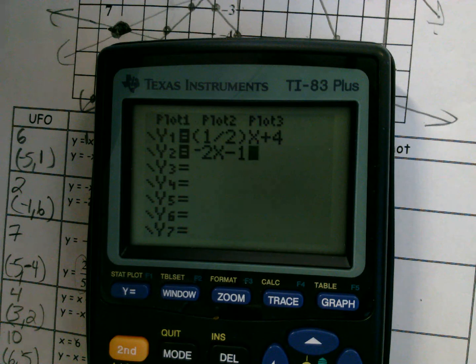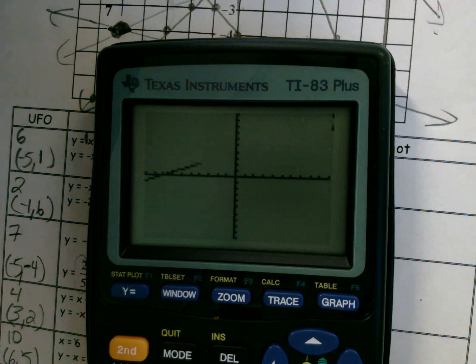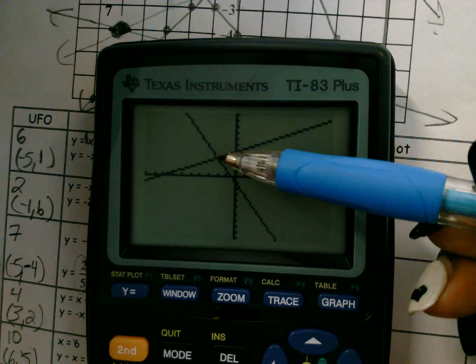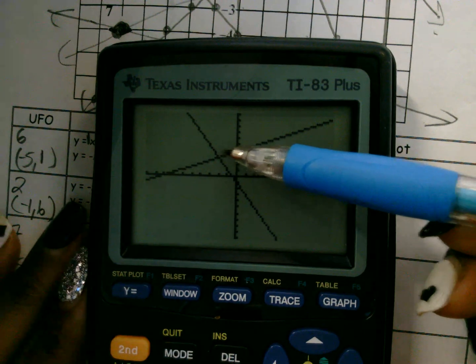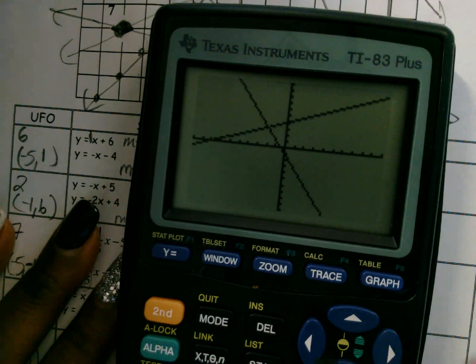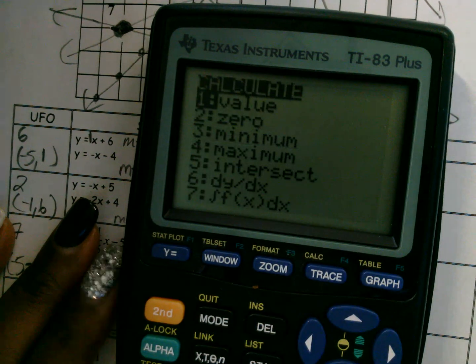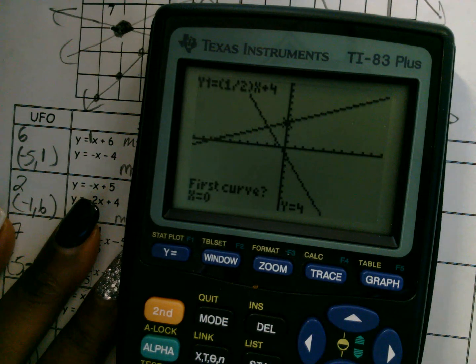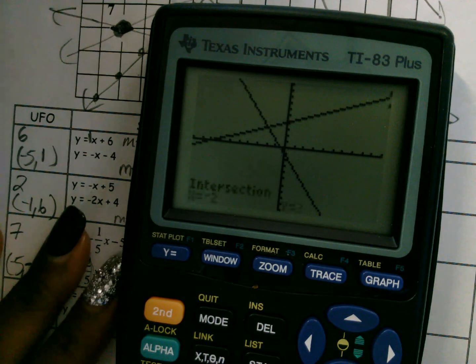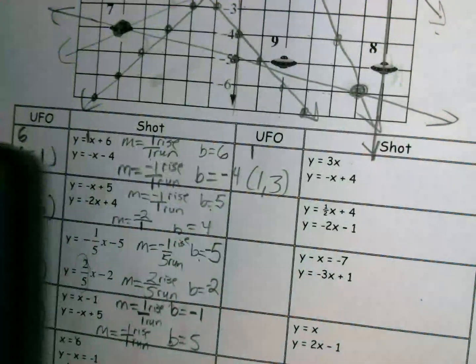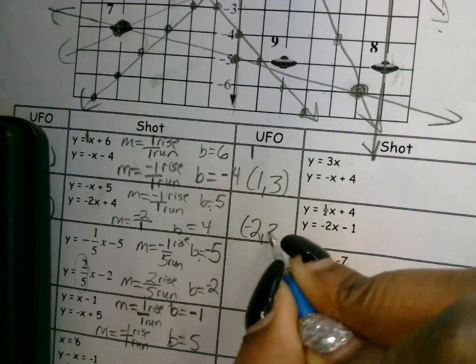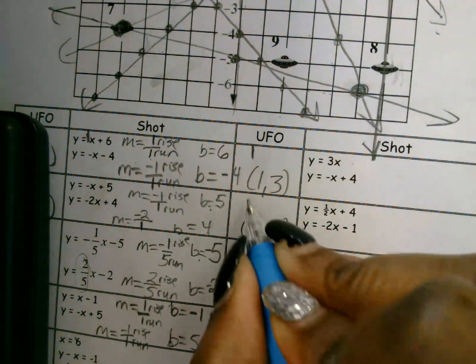Got it? So now we're going to press graph. The UFO should be right here. Okay? What UFO do you think this is going to be? Probably 5. So let's do it. Second, trace. It's 5. And how many times you press enter? 1, 2, 3. And what's the ordered pair? Negative 2 and 3. And what UFO is that? That is UFO 5.